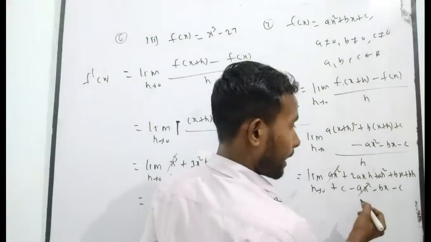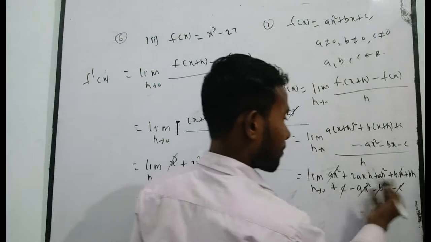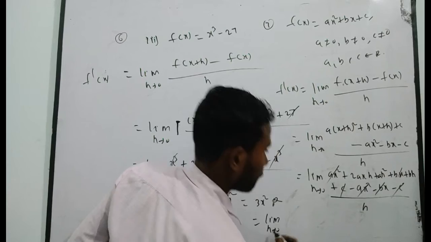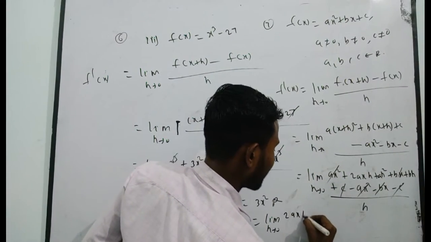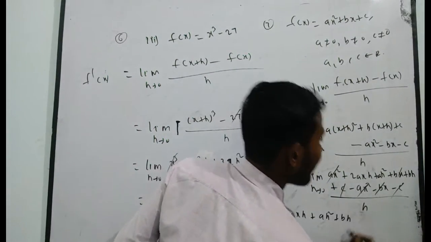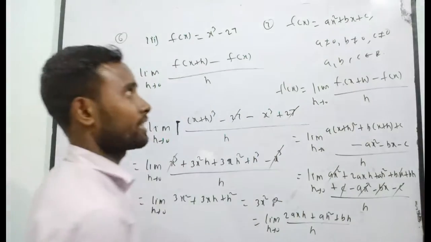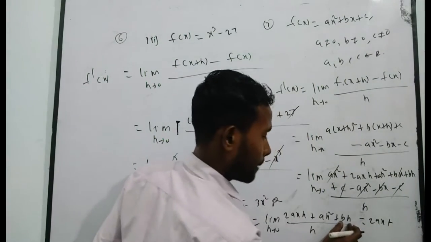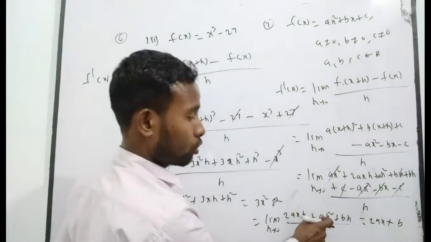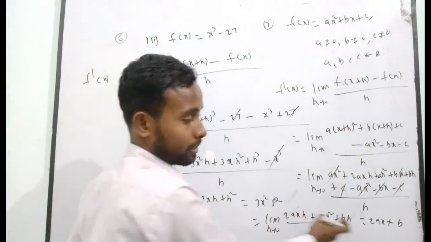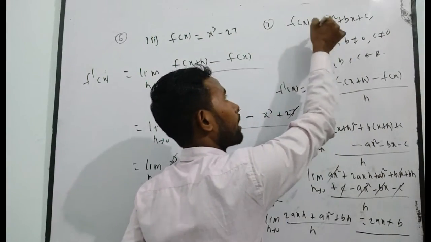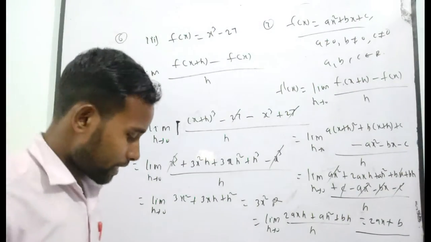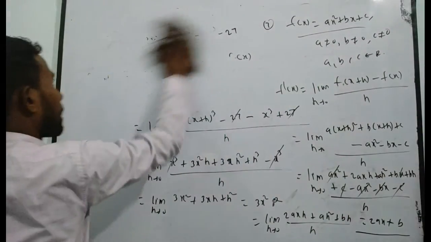Here ax square cancels, bx also cancels, and c also cancels. Finally you get, divided by h, which will be limit h tends to 0 of 2axh plus ah square plus bh, by h. If you divide by h, what do you get? It will be 2ax plus ah plus b, and if you put h equal to 0, the ah term becomes 0. So the derivative of f(x) will be 2ax plus b. Understood? Now if you understand, I want to take problem 8 next.